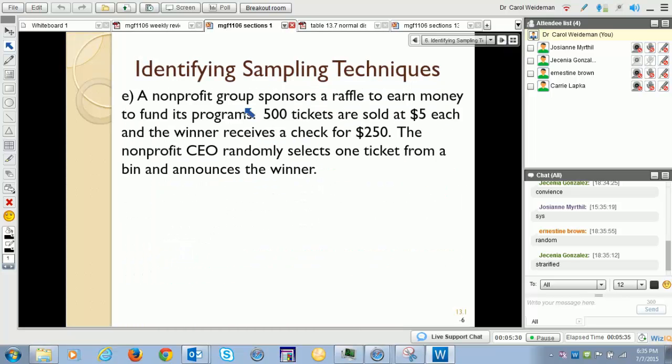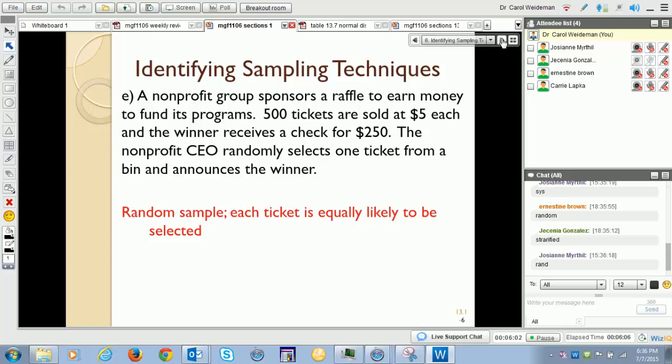A nonprofit group sponsors a raffle to earn money to fund its programs. 500 tickets are sold at $5 each, and the winner receives a check for $250. This almost sounds like our expected value from the last chapter. The nonprofit CEO randomly selects one ticket from a bin and announces the winner. What kind of a sample is he taking here? It's actually only pulling one ticket out, but what would this one be called? This one's a true random sample. Yeah, everybody's equally likely to win.